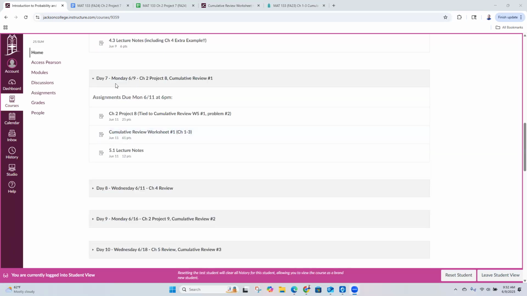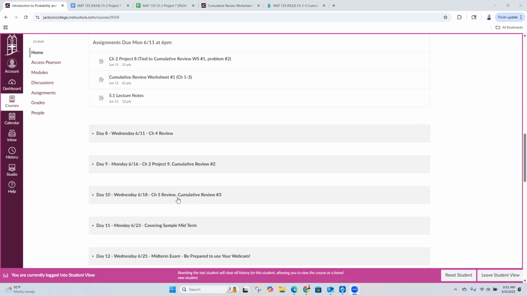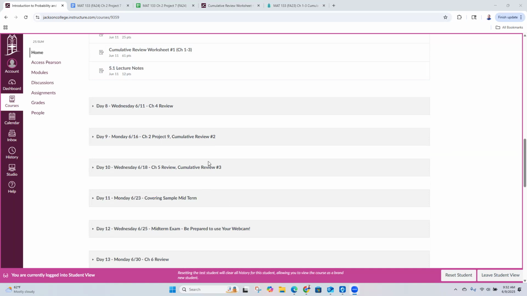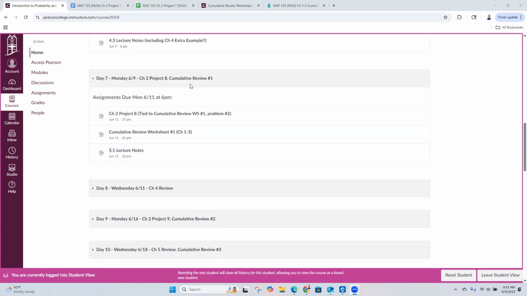But today is day 7. So we have two things to look at today. We're going to do another chapter 2 project. Those are starting to get very familiar for us. And then we have a cumulative review. You can see here that we're going to have 3 cumulative reviews before we do the sample midterm. This first one is chapters 1 through 3. We've finished chapters 1 through 3.